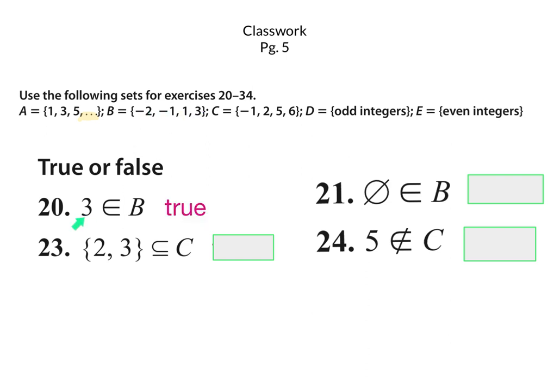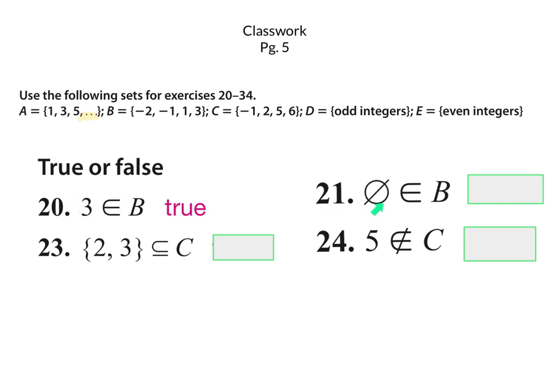If it had said subset, it would have been false. Why would it have been false if this had said subset and not element? Because 3 is not a set. It is an element, right? So 3 is an element of B. If this had been the symbol for subset, we would have said no, because 3 is not a set of numbers. It would have to have set notation around it. But it is an element. For an element, you don't have to have set notation. We're talking about individual pieces.